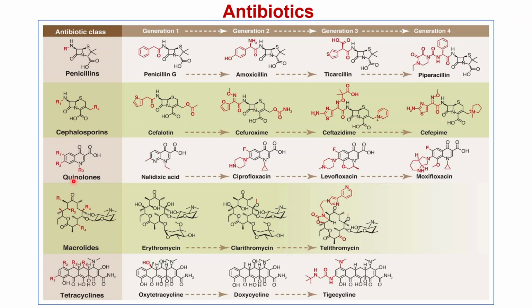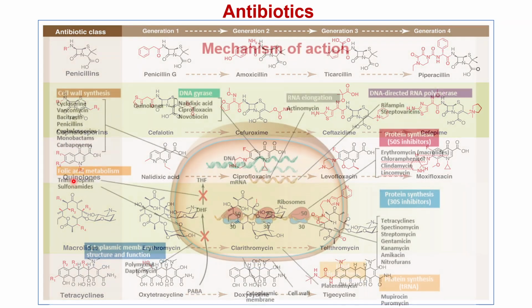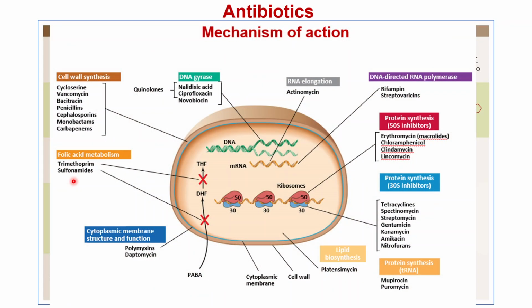So different antibiotics or antibacterial agents have different mechanisms of action. Remembering the mechanism of action is very important. If you can remember this diagram, I think it will be fine, because this diagram is very summarized and very informative. These are the mechanisms of action. First is the cell wall synthesis: cycloserine, vancomycin, bacitracin, penicillin, cephalosporin, monobactams, carbapenems. So these are the agents which inhibit bacterial cell wall synthesis.